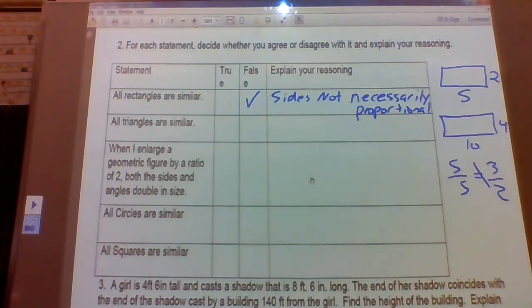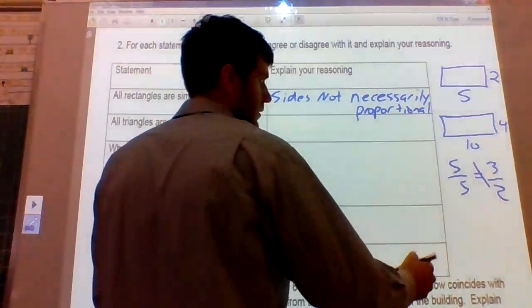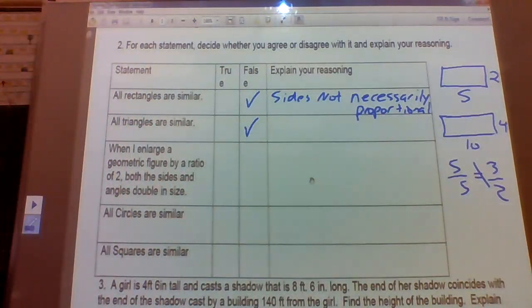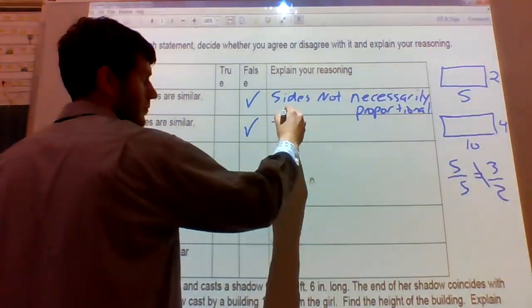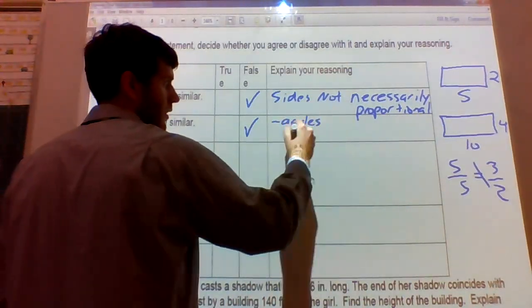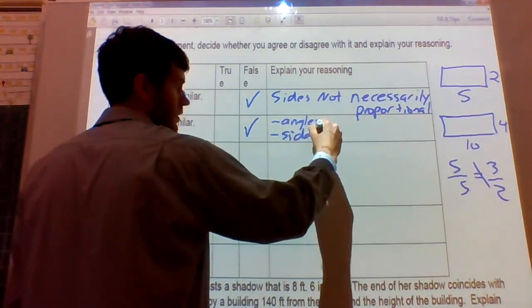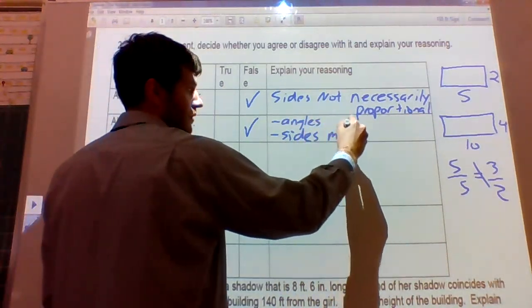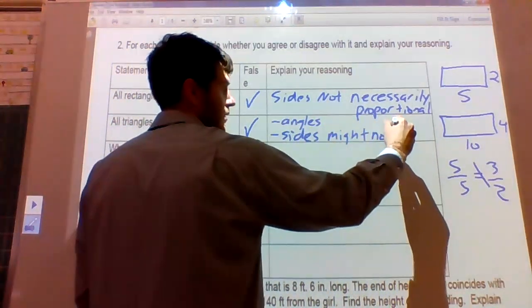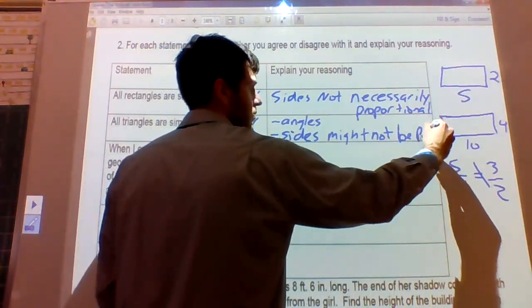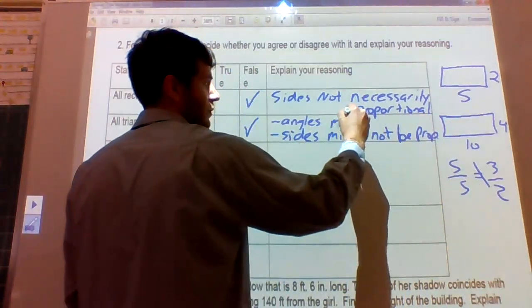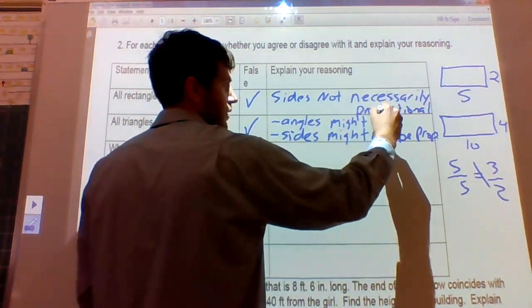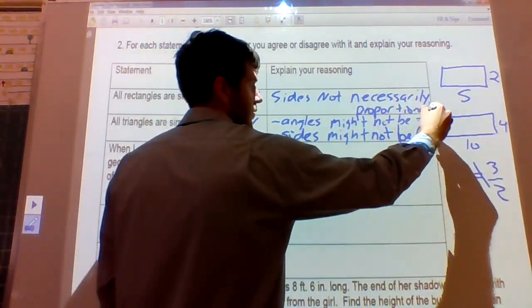All triangles are similar. That one I hope is easily recognizable as a no because we've been doing this for 4 or 5 months here. You can have angles that are congruent, and sides might not be proportional. Sides might not be proportional. Angles might not be congruent.